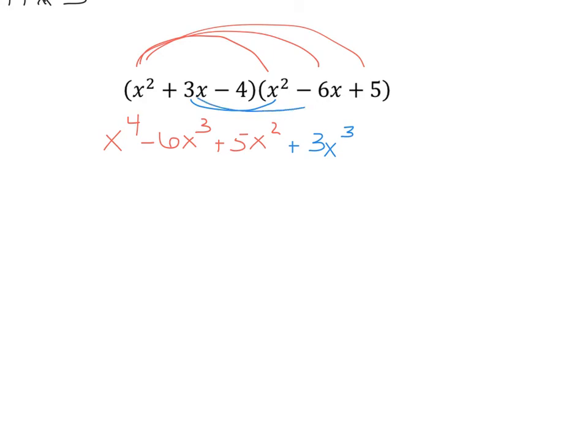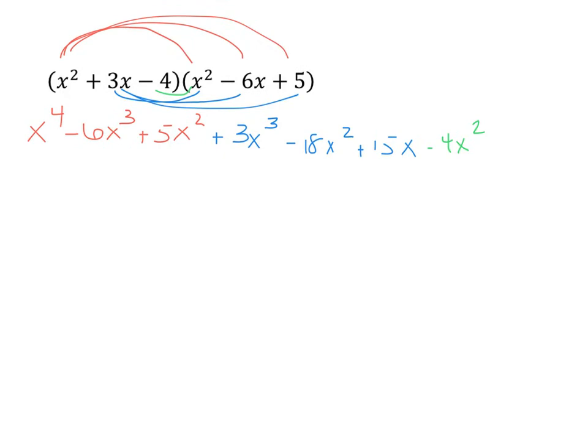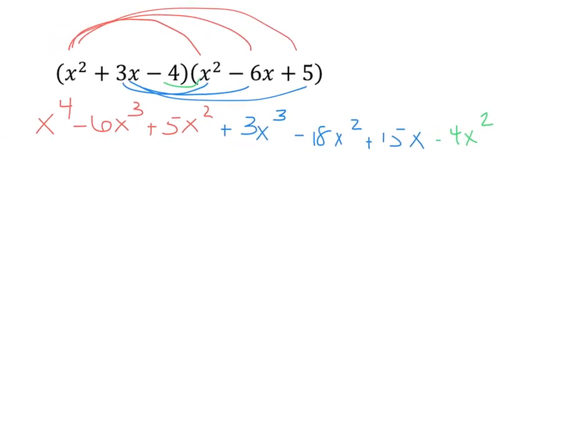Distribute this, I'm going to get a negative 18x squared. Distribute that, I get positive 15x. And the last one, I'm going to get negative 4 times x squared is negative 4x squared. Negative 4 times negative 6x is a positive 24x, and then negative 4 times 5 is negative 20. I'm going to combine my like terms here.